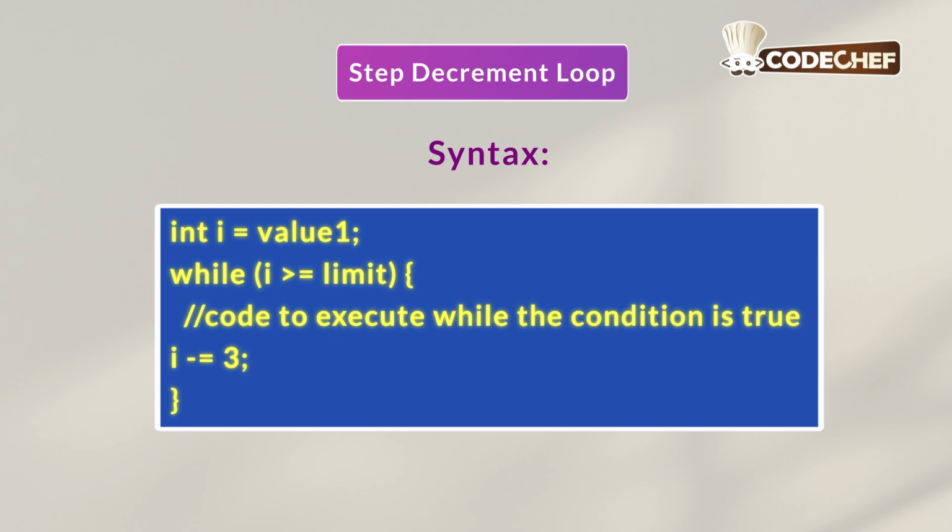And then the compiler will again check the while loop condition for this latest updated value of i, and the process will go on and on till the condition is true for running the while loop. Now let us go to the CodeChef platform and see an example of step decrement loop.